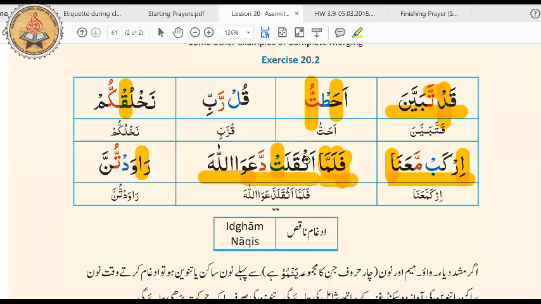This is not a sheen, this is a tha. Ath. Good. Qaladda. Yes, I joined the lam with the dal. I ignored the ta, okay? Idgham kamil is taking place over here, okay? I'm joining the lam with the dal. Ladda. Good.